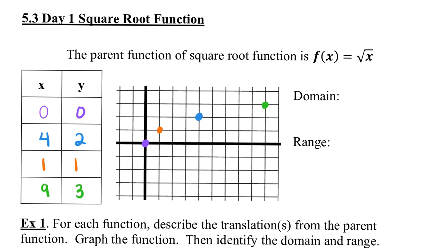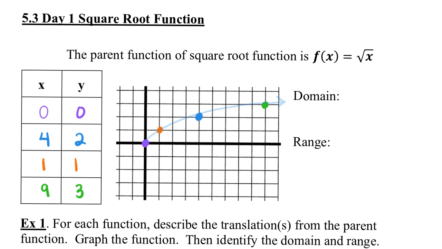So our graph starts at 0, 0. And then it's going to go to the right, because I could plug in more numbers to the right. I could plug in any number really, like 16 and stuff like that. So it's going to go this way. It's actually like half a parabola turned sideways. Okay, this is the square root function. This is its general shape.